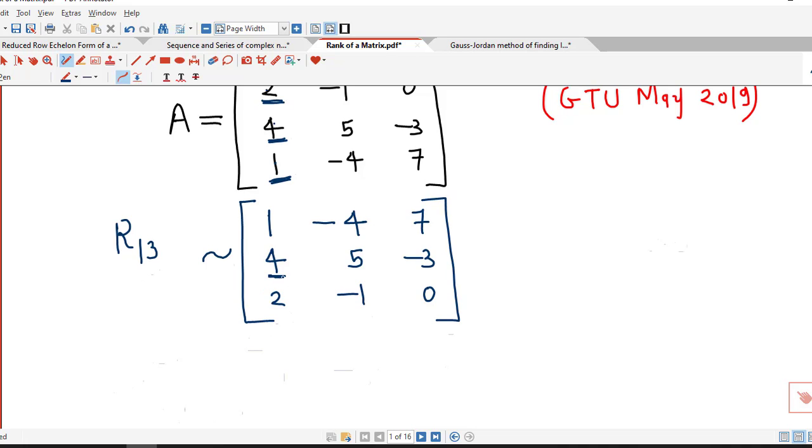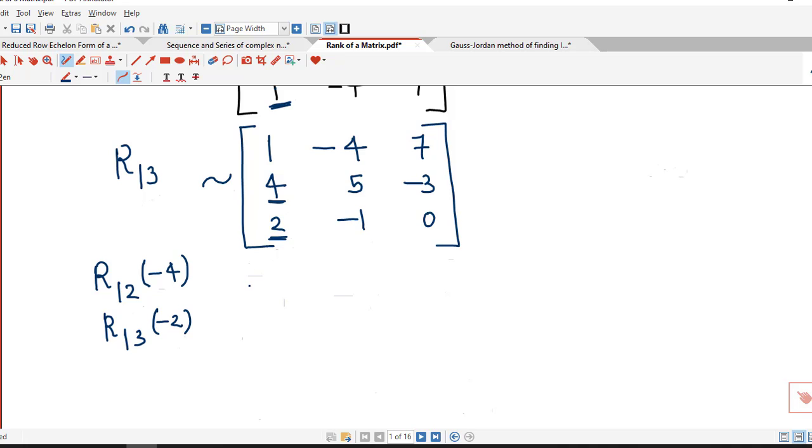To make this entry 0, we have to multiply the first row by minus 4 and add it to the second row. Similarly, to make this entry 0, we multiply the first row by minus 2 and add it to the third row. If we apply these two operations, the second and third rows will change. So we write the first row as it is, which is 1, minus 4, 7.